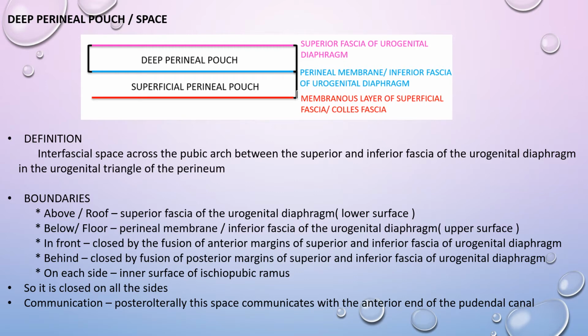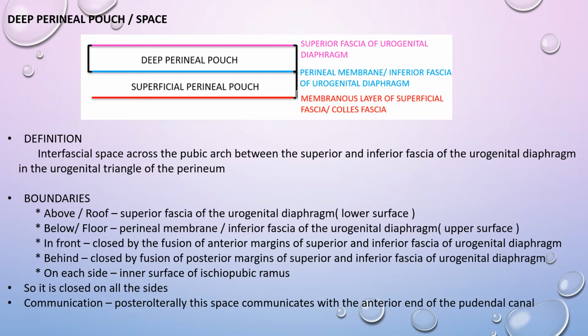Coming to the boundaries, the roof is formed by the lower surface of the superior fascia of the urogenital diaphragm. The floor of the space is formed by the upper surface of the perineal membrane or inferior fascia of the urogenital diaphragm.